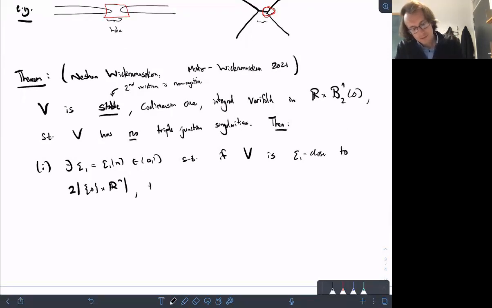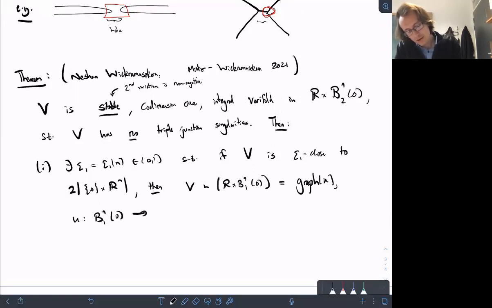Then, in fact, we have that V on a smaller set is a graph. And this function u is defined over the smaller set. And the thing is, it's not a single valued graph, it's a two valued graph. And this is the notation. Curly A sub 2 means two valued function.